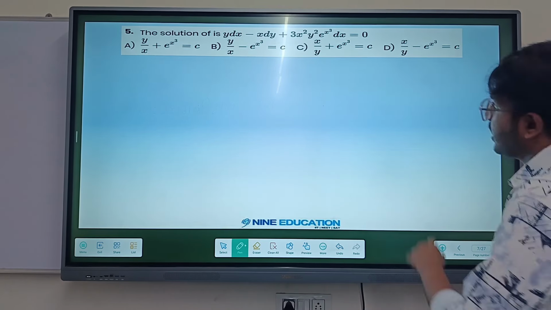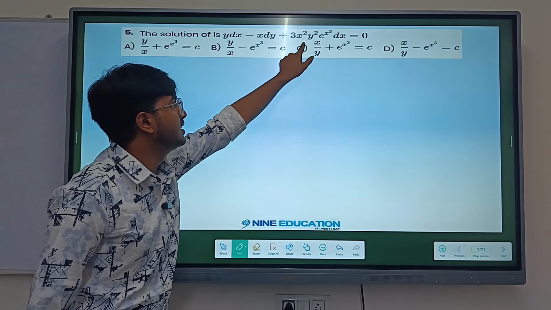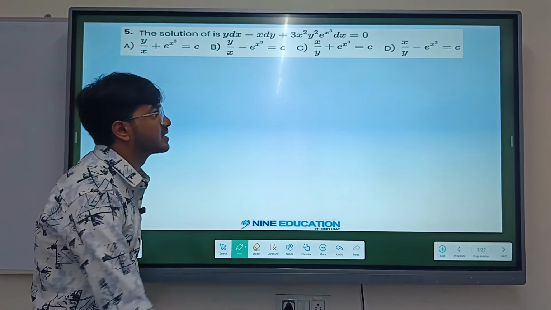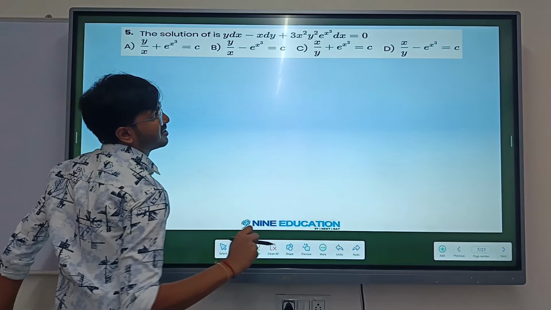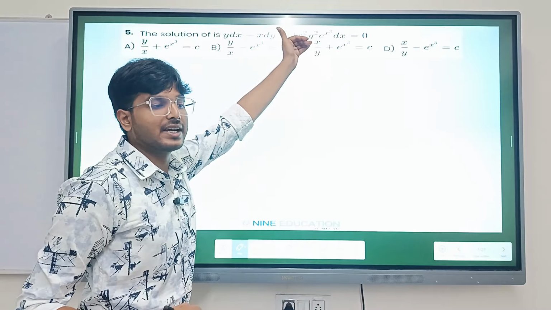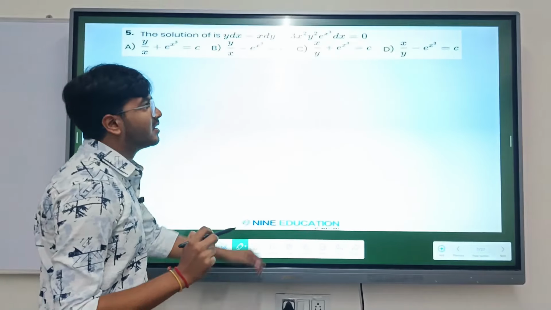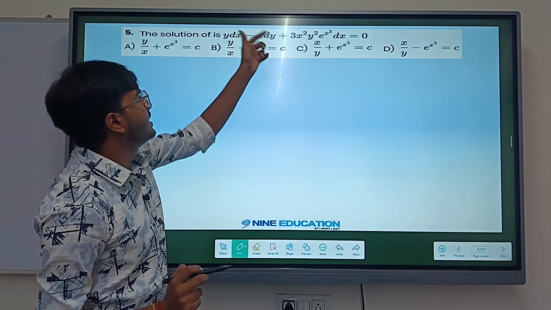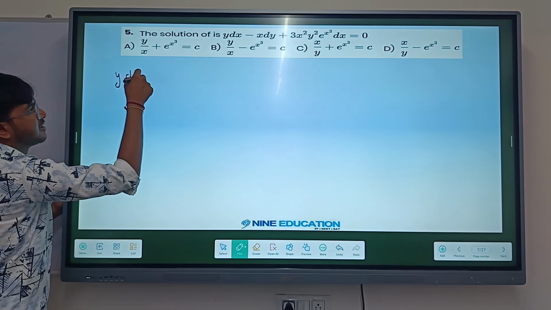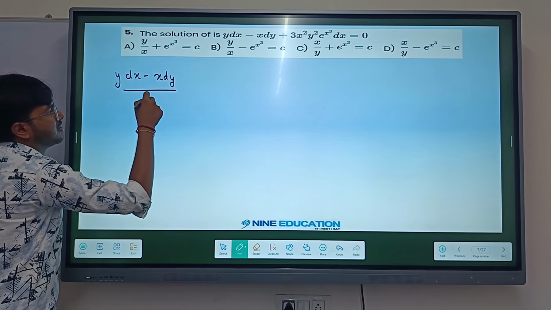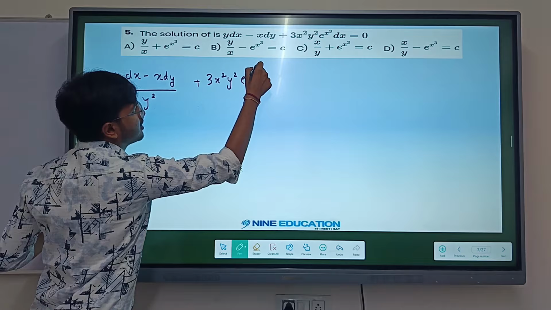Okay, question number 5. So again a differential equation question, y dx minus x dy plus 3x square y square e power x cube dx. Now look here, e power x cube with 3x square. So I can try to make it an exact differential equation if I remove the y square. But we also have y dx minus x dy. What if I divide the complete differential equation by y square?